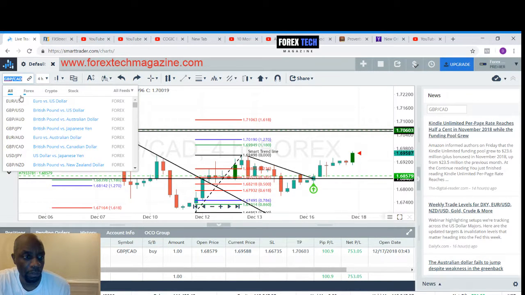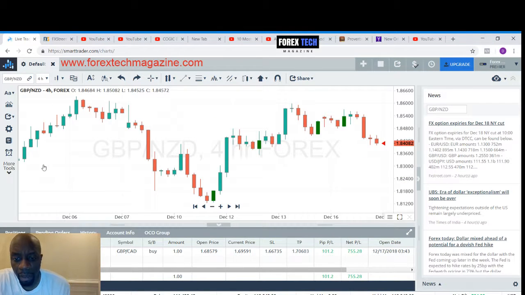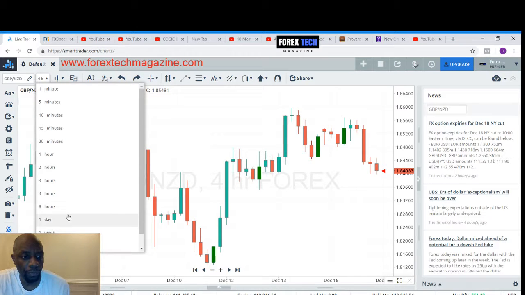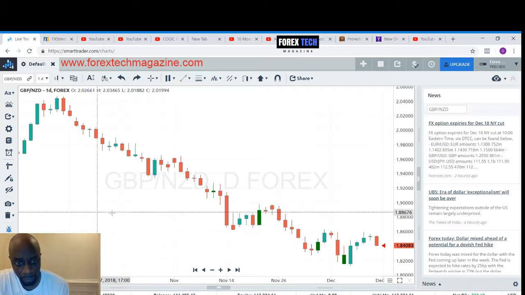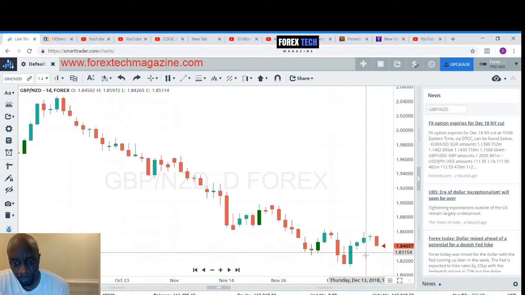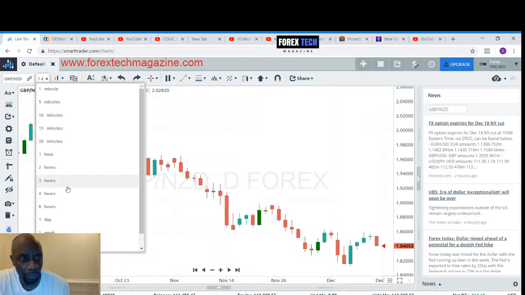So let's get out of here. Let's look at the Great Britain pound and New Zealand dollar. Let's look at the daily so we can see what the overall movement is. So it looks like the overall movement is going down over time. Now the question would be, is that something that we want to trade?